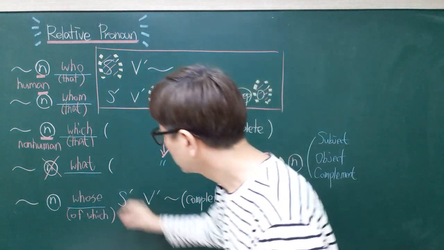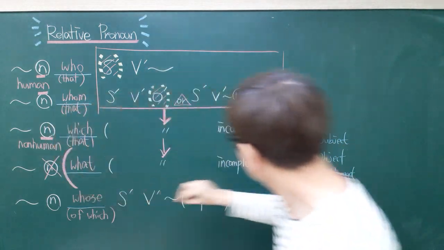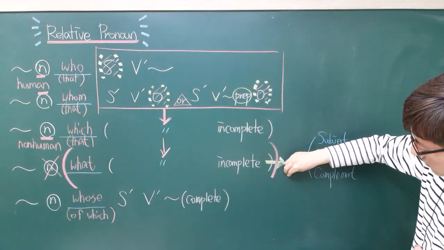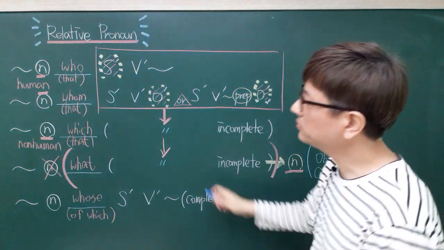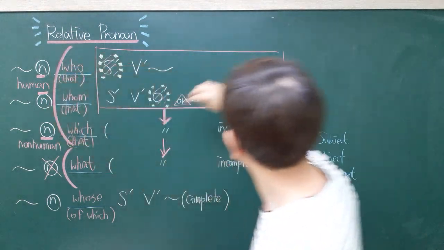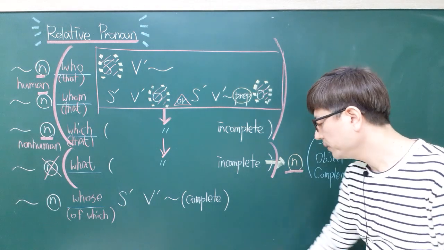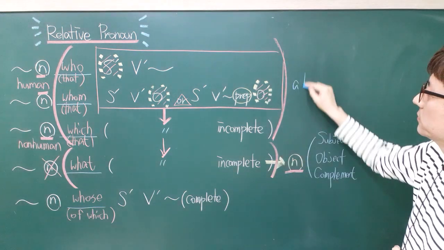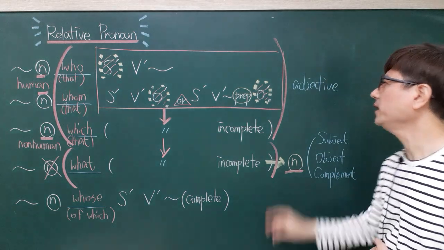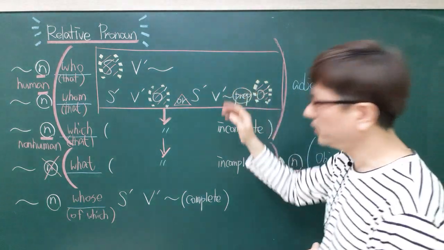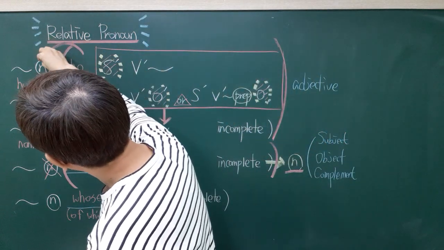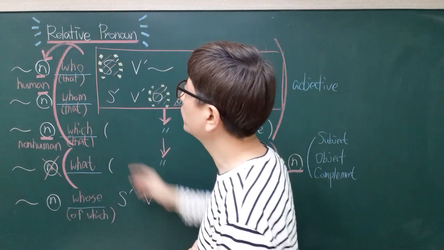Because this one should be considered noun. But the rest of them should be considered adjective. So as you can see, main purpose of adjective is to modify the noun like this. So main purpose of adjective is to modify the noun.